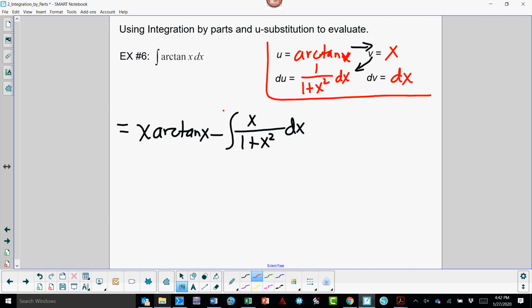Now, for every integration by parts problem, after you get to this integral over here on this second part, you have to do whatever it takes to integrate that. Sometimes it might be integration by parts again. Sometimes it's u substitution. Sometimes it's a formula. Sometimes it's a power. Whatever it is, you have to figure it out.